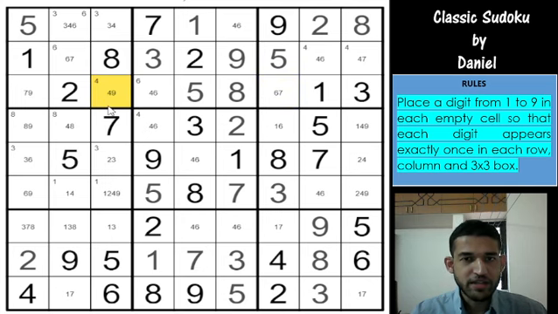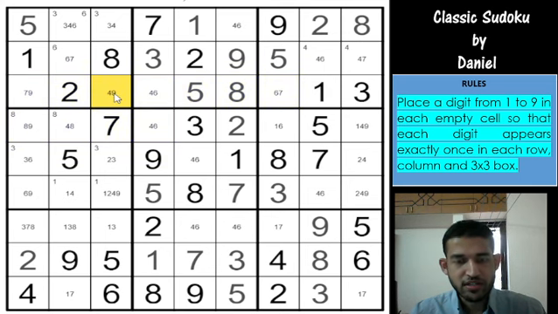So this seems to be a chain. A very difficult one to spot. I was just looking along this direction and suddenly I saw this one. So this can't be a 4. So let us use that for now.